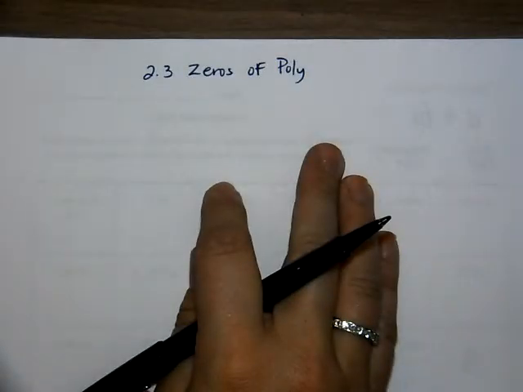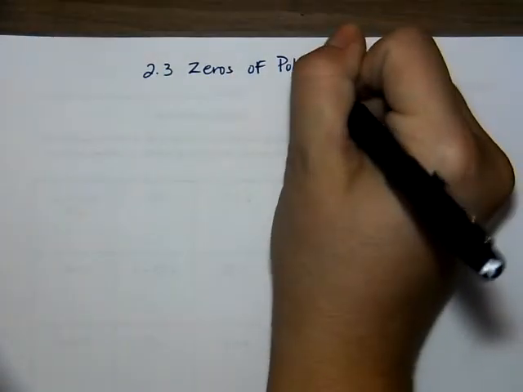Okay, so today we're going to hopefully get this to focus. We're going to do 2.3, and this is called zeros of polynomials. And it's still not focused, so let's see. There we go, that's better.